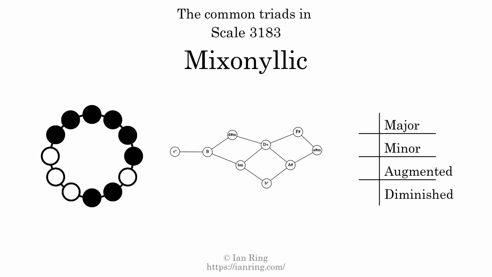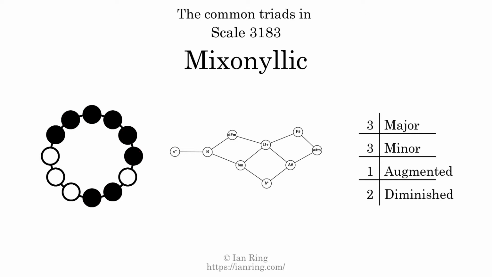The diagram in the center is a graph of parsimonious voice leading between triads. There are 3 major triads. There are 3 minor triads. There is 1 augmented triad. There are 2 diminished triads.